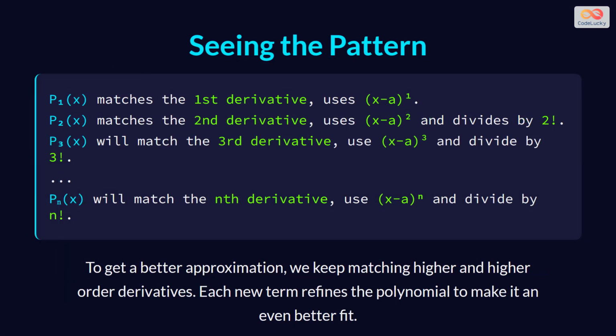A clear pattern is starting to emerge. The first-degree polynomial matched the first derivative. The second-degree polynomial matched the second derivative. It follows that a third-degree polynomial will match the third derivative, and an nth-degree polynomial will match the nth derivative. Each new term we add simply refines the approximation to make it an even better fit.